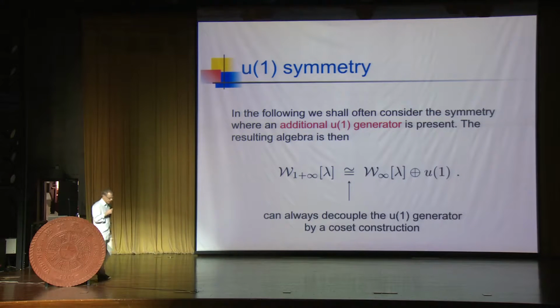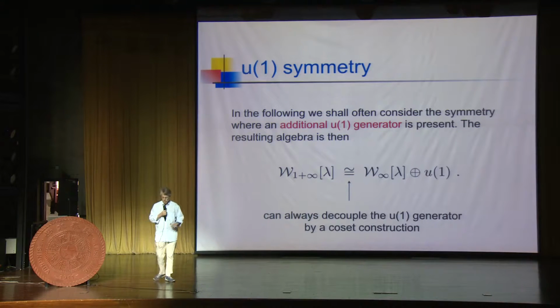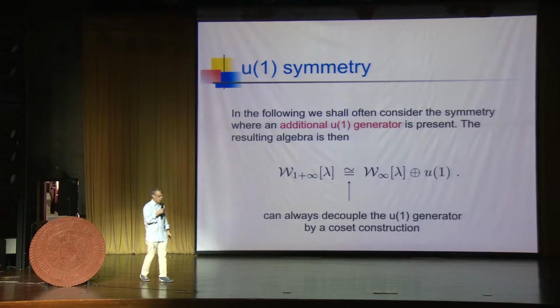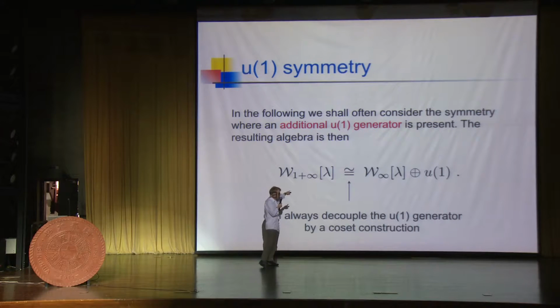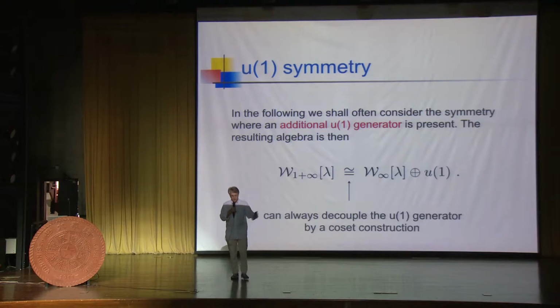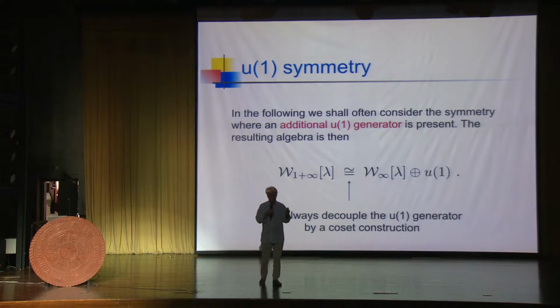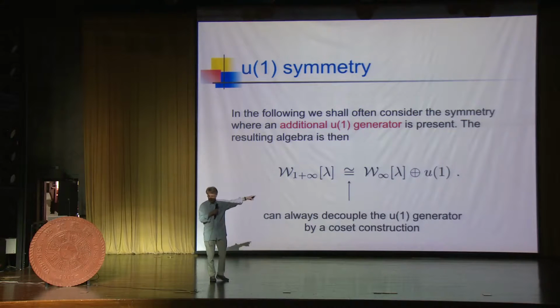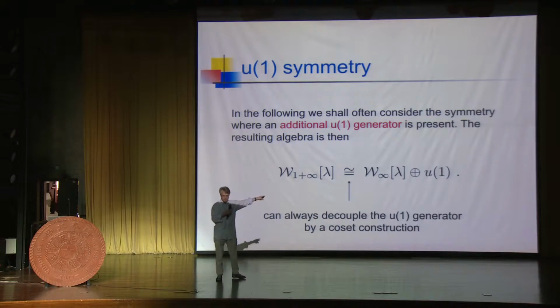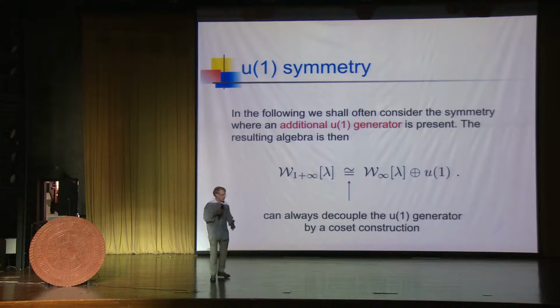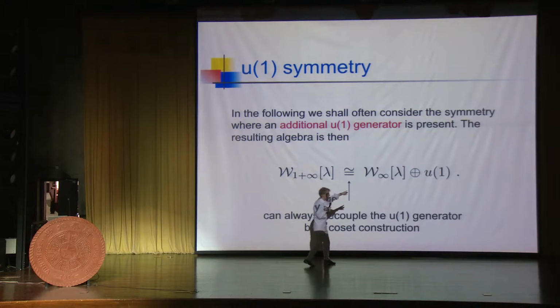Now, the other thing I should say is that in order to describe this Yangian symmetry that seems to be very closely related to this W infinity algebra more easily, it's convenient to add in a U1 generator. So we shall look at the algebra W1 plus infinity of lambda, which is W infinity of lambda plus U1. This is really without much loss of generality, because whenever you have a U1 field, you can always coset it away. So every algebra that contains a U1 field plus the rest is isomorphic to a free U1 plus the rest. In particular, this algebra will also depend on this parameter lambda, which is inherited from the lambda dependence of this W infinity algebra.